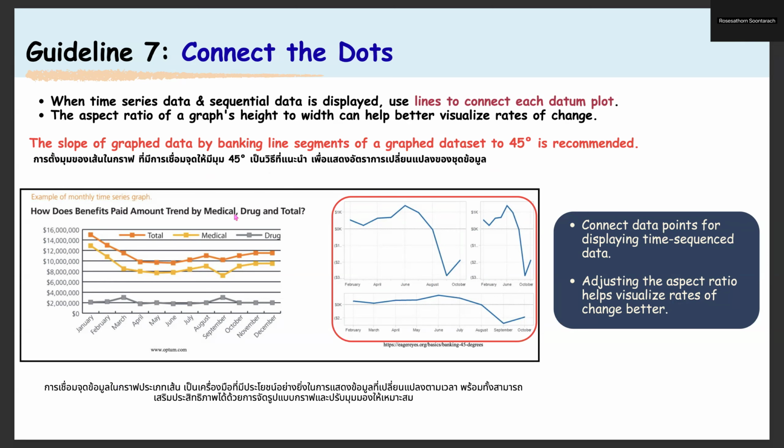For example, this graph and this graph. You need to connect the data for displaying time sequence data. And sometimes you need to adjust the ratio that helps visualize rates of change better, for this graph and this graph. You can see that if you adjust the slope, it is easier to see the difference between the data.